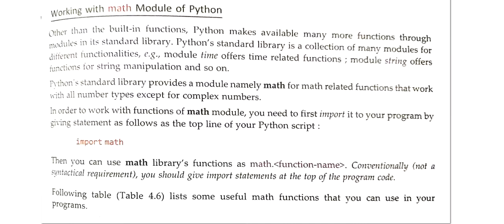The Python standard library is a collection of many modules for different functionalities. For example, module time offers time related functions, module string offers functions related to string manipulation, and list manipulation we have already seen in the previous video. So the Python standard library provides a module, namely math, for mathematical functions that work with all types of numbers except complex numbers.